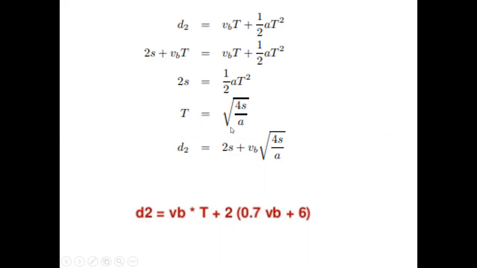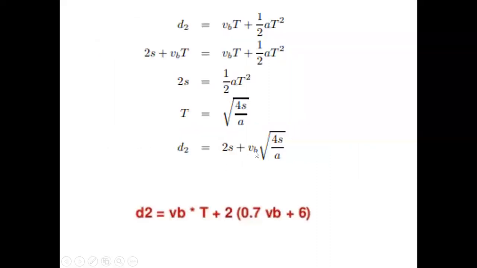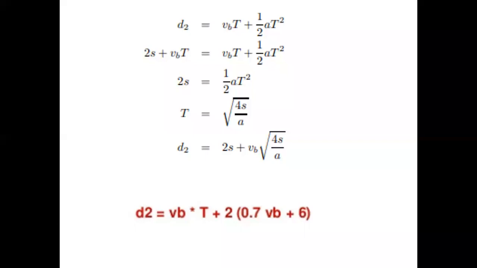Now what am I doing now? This is the expression for t I have derived, that is the overtaking time. Now this t I'm going to substitute here. So 2s plus vb times t. So this will be my equation for d2. Why am I equating this to the equation of motion? Because during the overtaking operation, for distance d2, my acceleration is constant and the vehicle is moving in a straight line. So this is the expression for d2.